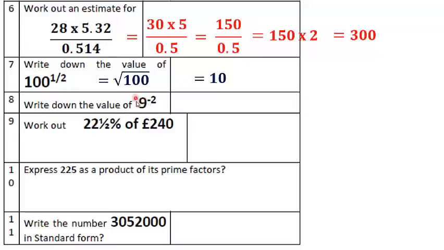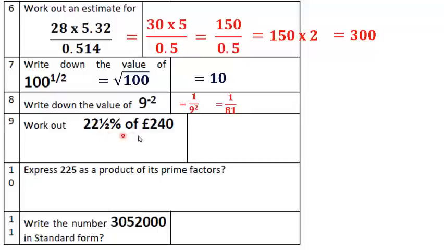Anything to a negative power means either flip it if it's a fraction, or if it's a whole number like it is here, 9, put it over 1. So that's going to be 1 over 9 squared. And 9 squared is 81, so it's 1 over 81. That's my final answer. Okay, make sure you're familiar with that. A lot of you have done it and are pretty happy with that.